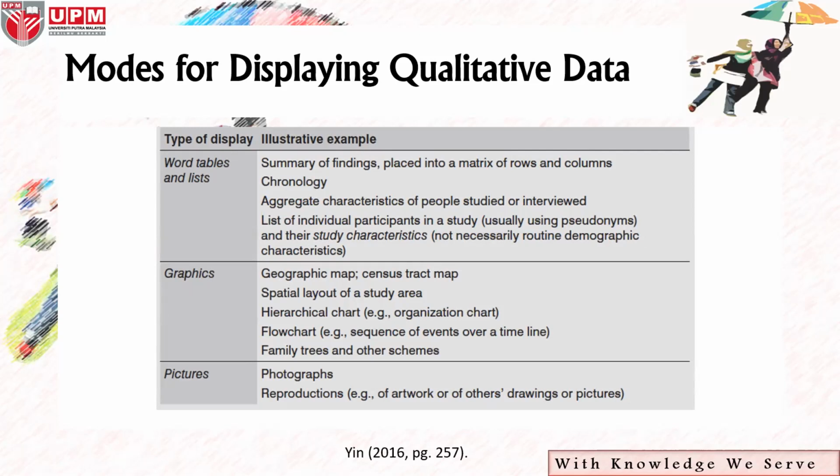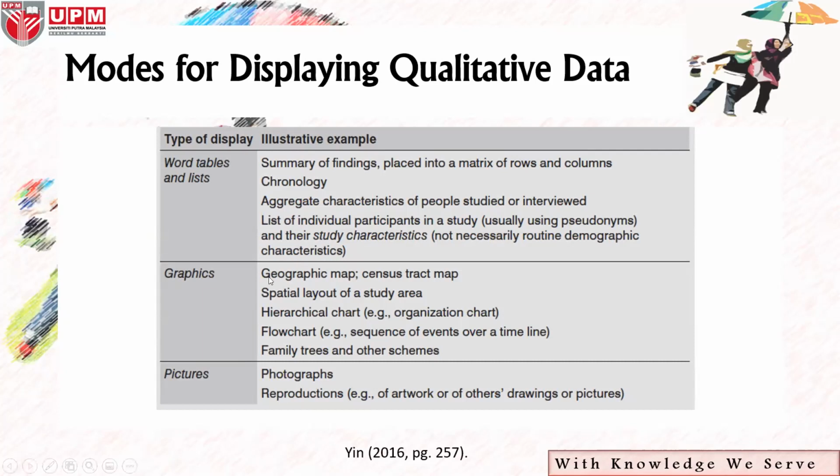So when you conduct a qualitative study, then when you conduct the interview, make sure that you do not reveal the details regarding your informant. Do not reveal details regarding the informant, because when we conduct the study, we need to secure the confidentiality of our respondent. Okay, so in qualitative, because the analysis based on the individual unit of the respondent, so therefore you should use the pseudonym. Pseudonym ni nama lain lah, jangan guna nama sebenar. And their study characteristic, not necessarily routine demographic characteristic.